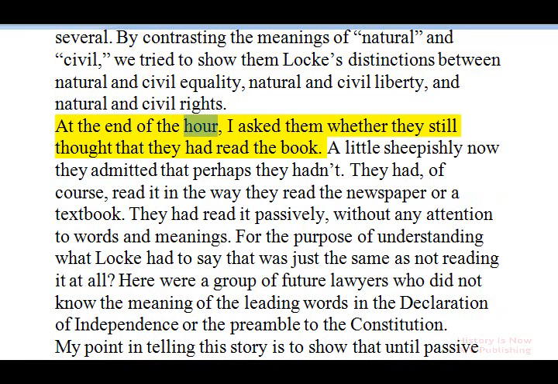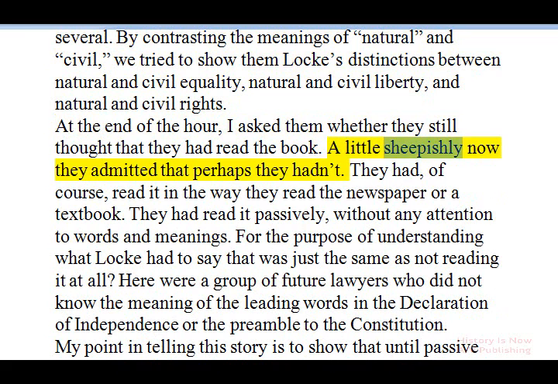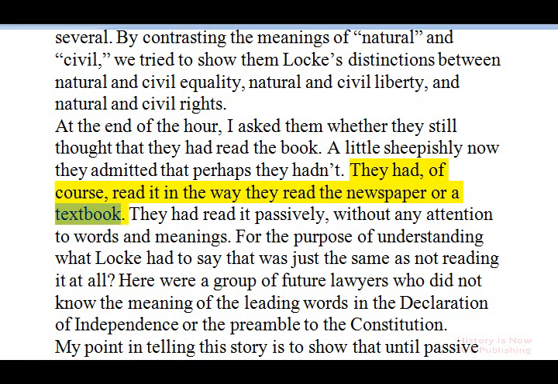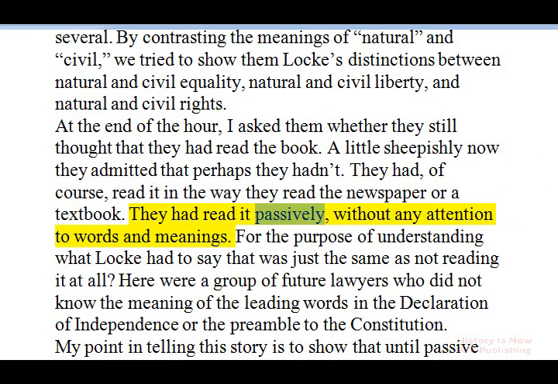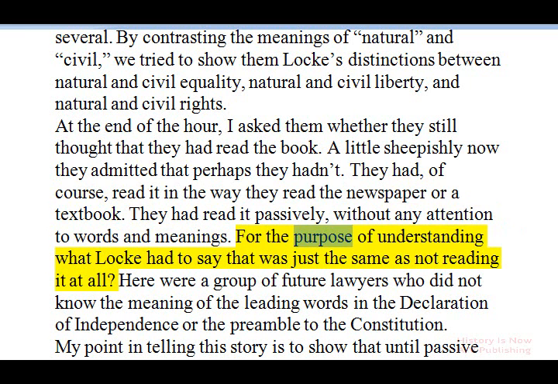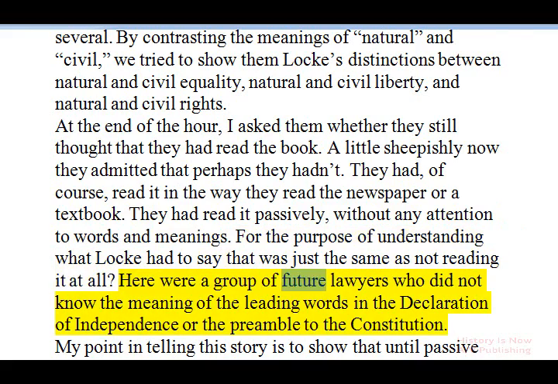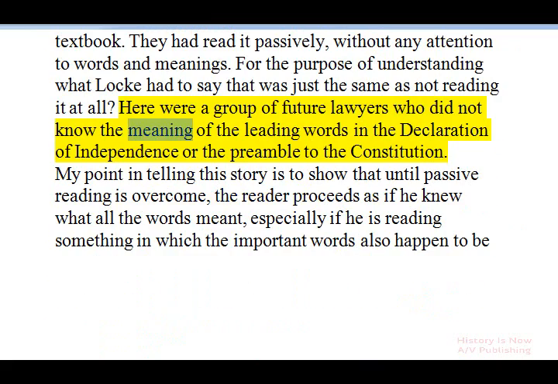At the end of the hour, I asked them whether they still thought that they had read the book. A little sheepishly now they admitted that perhaps they hadn't. They had, of course, read it in the way they read a newspaper or a textbook. They had read it passively, without any attention to words and meanings. For the purpose of understanding what Locke had to say, that was just the same as not reading it at all. Here were a group of future lawyers who did not know the meaning of the leading words in the Declaration of Independence or the preamble to the Constitution.